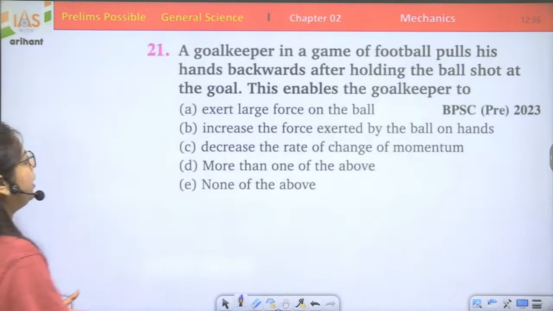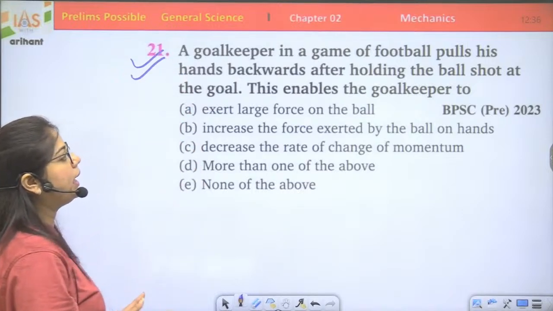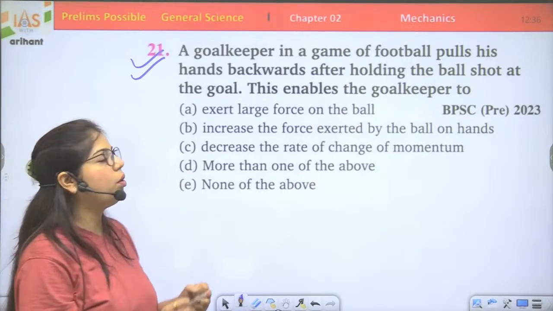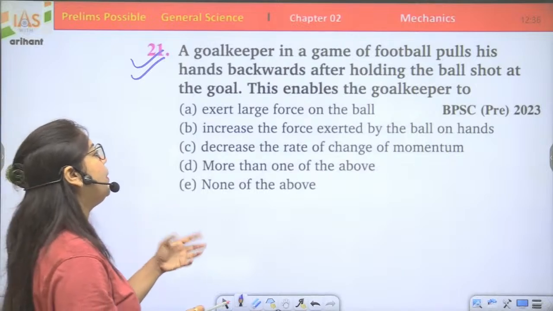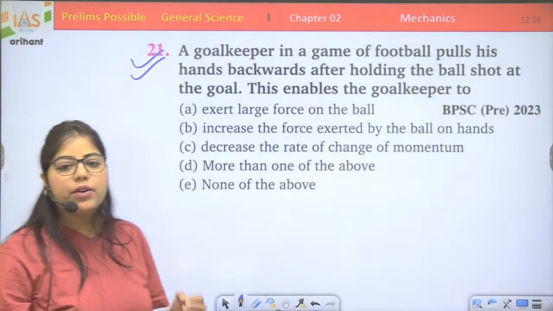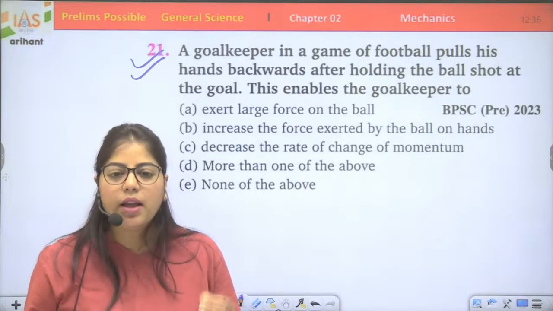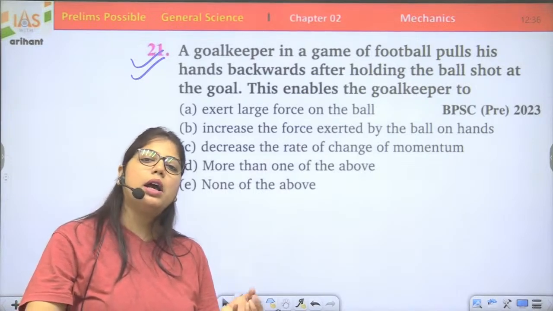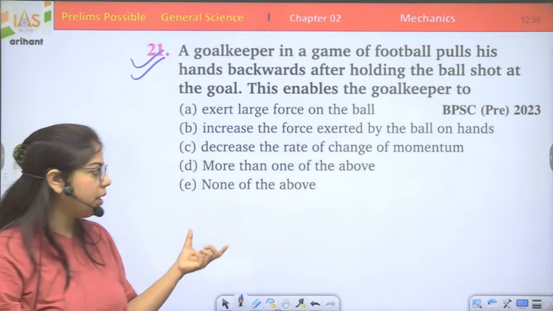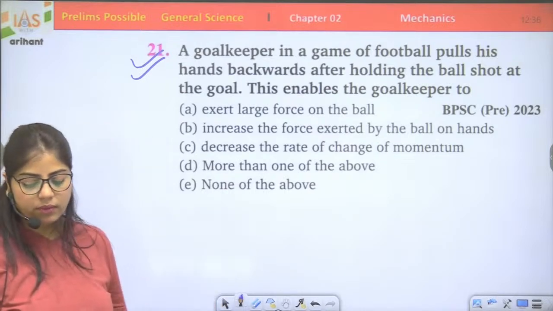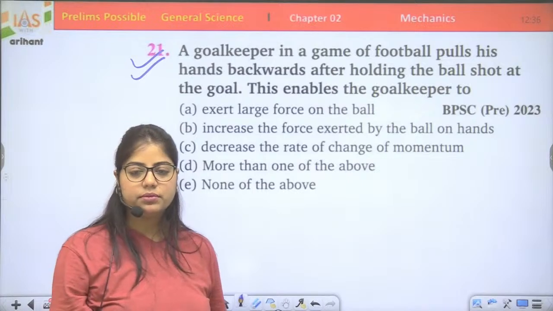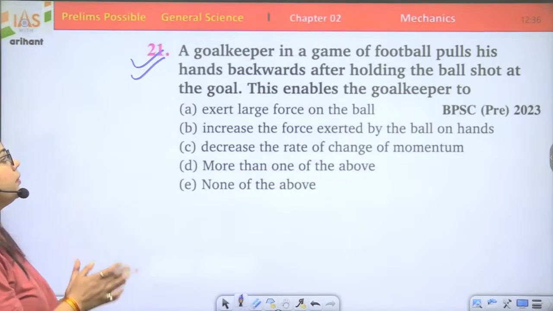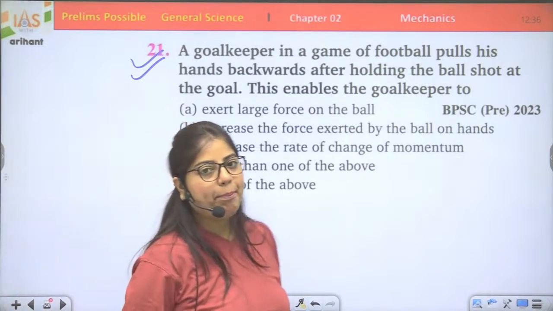Right? Now comes the next question. A goalkeeper in a game of football pulls his hands backwards after holding the ball shot at the goal. This enables the goalkeeper to exert large force on the ball, increase the force exerted by the ball on hands, decrease the rate of change of momentum, more than one of the above or none of the above. Which will be the right option you are given here? Okay, by extending the period of time.